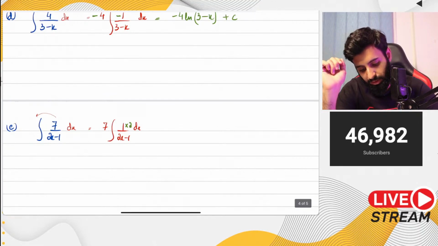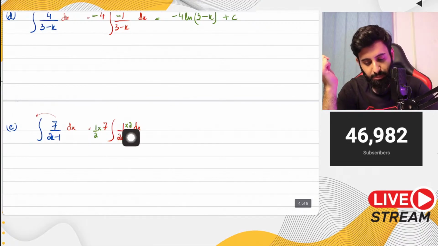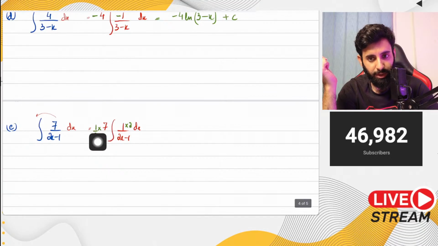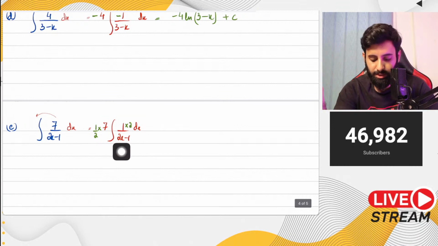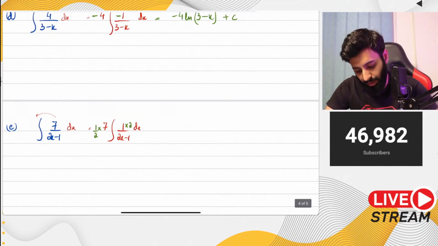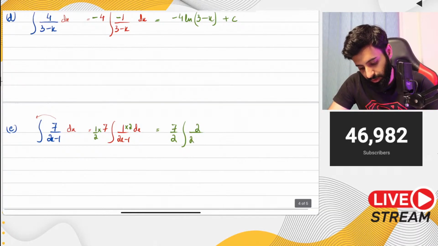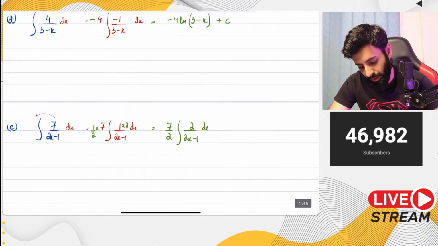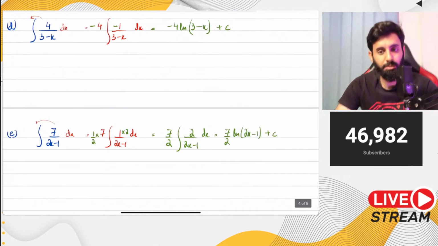Or you can take the 7 and multiply it by half. Remember, multiplying by 2 and dividing by 2 and multiplying by half is the same thing. So what I've done is I've multiplied this by 2 and I've multiplied this by 1 upon 2. So together, if you compare half into 2, this will cancel out and the answer will be 1. But this helps us in a way that now the question becomes 7 upon 2 into 2 upon 2x minus 1, and this is what we're integrating with respect to x. So what do you get now? You get 7 upon 2 into ln 2x minus 1, and then don't forget the plus c.